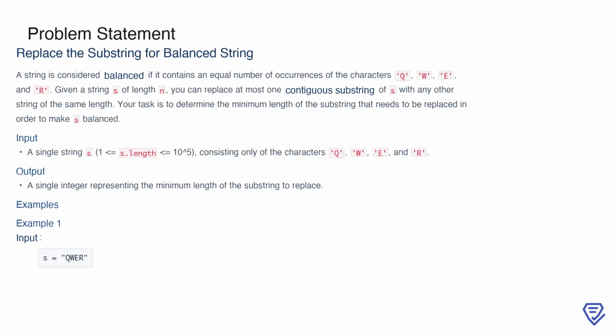Our goal is to determine the minimum length of the substring that needs to be replaced in order to make the string balanced. The input is a single string s of length between 1 and 100,000, and the output is a single integer representing the minimum length of the substring to replace. Let's take a look at some examples to better understand the problem.